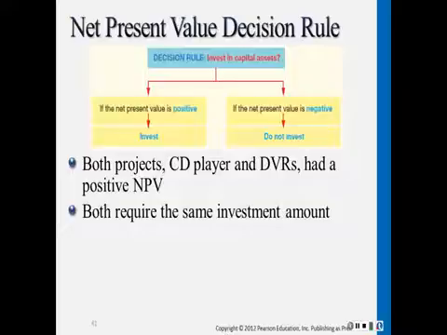In this case, Greg's should choose the DVR project because it yields a higher net present value. The DVR project should earn an additional $78,910 beyond the 14% required rate of return, while the CD player project returns an additional $48,610. This example illustrates an important point.